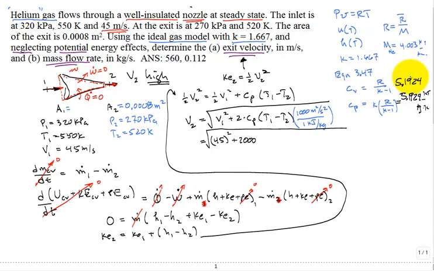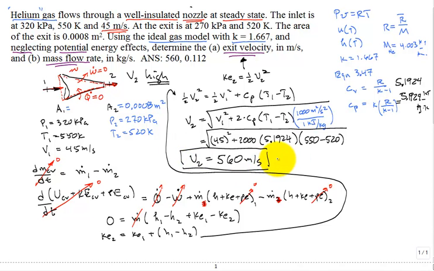5.1924. And then we have our two temperatures coming in at 550, going out at 520. We find that V2 is 560 meters per second. Box it, and that's our answer for part A. And there it is, 560.